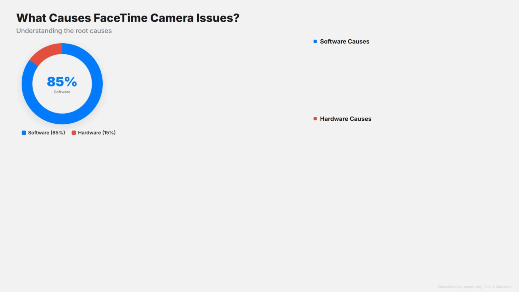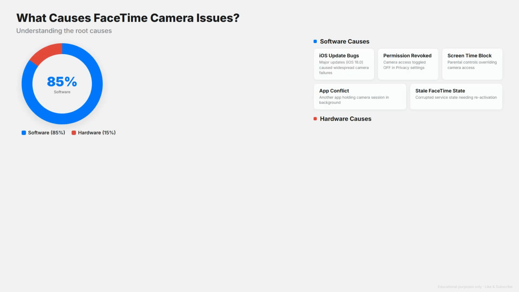So what causes the FaceTime camera to stop working? About 85% of cases are software-related. The most common causes are iOS bugs after a system update, revoked camera permissions, screen time restrictions blocking the camera, another app holding the camera resource, or a corrupted FaceTime service state. Hardware causes include physical camera damage, a loose internal cable, or true-depth module failure.